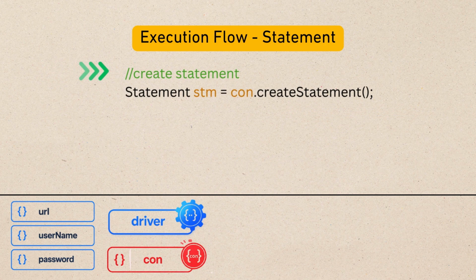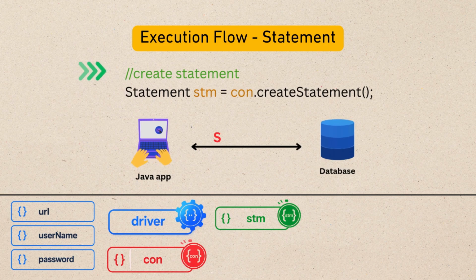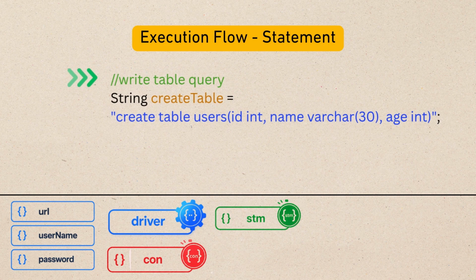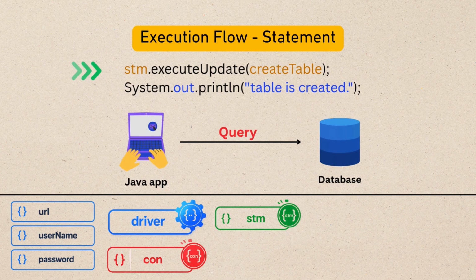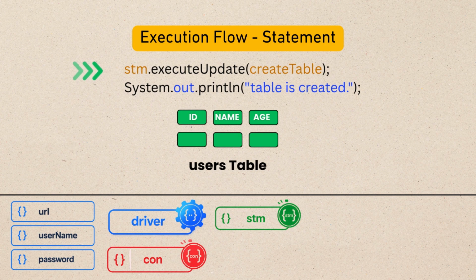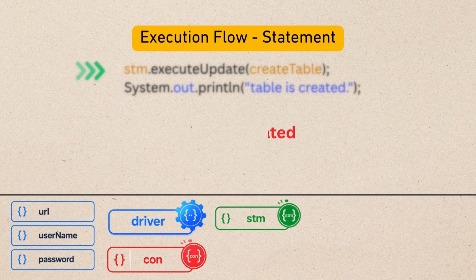Next, we call createStatement method using the connection. This creates a statement object. This object helps us send SQL queries to the database and we store it in the stm variable. Now we write a SQL query to create a table. Then we call executeUpdate method. This method sends the query to the database and runs it. So the users table is created and we print a message saying table created.